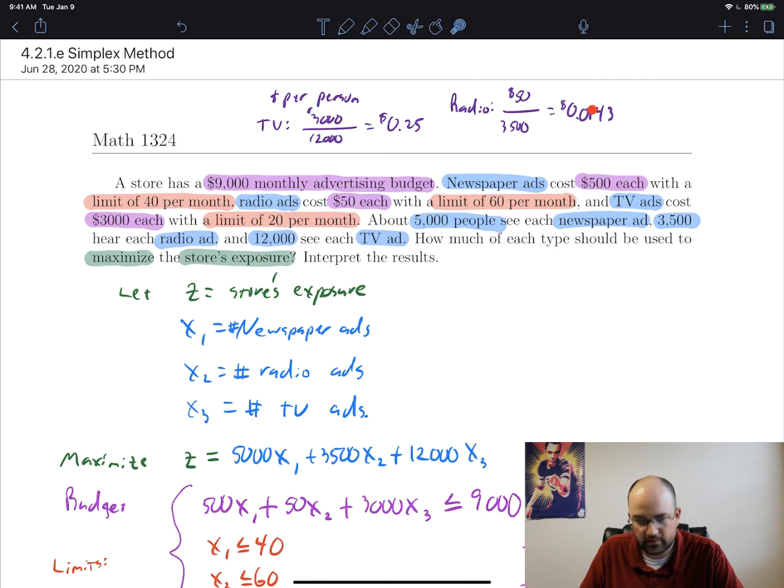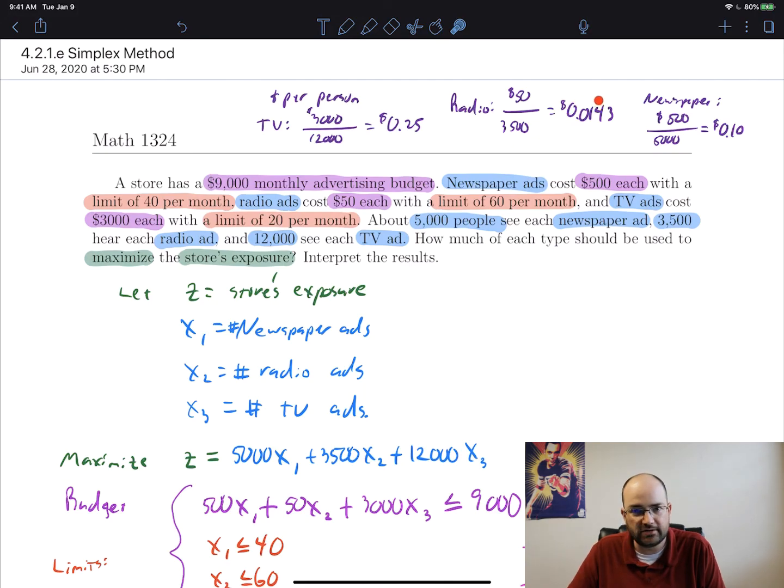Notice that radio ads are significantly cheaper per person. TV ads are your quarter per person. These are barely, not even 2 cents per person. And then, of course, newspaper would be, let's see here, it's $500. And it reaches how many? 5,000. Which is 10 cents per person. So out of all these, the radio is actually the cheapest per person.